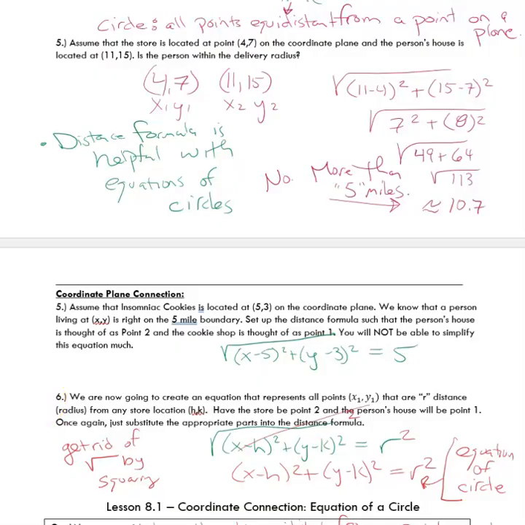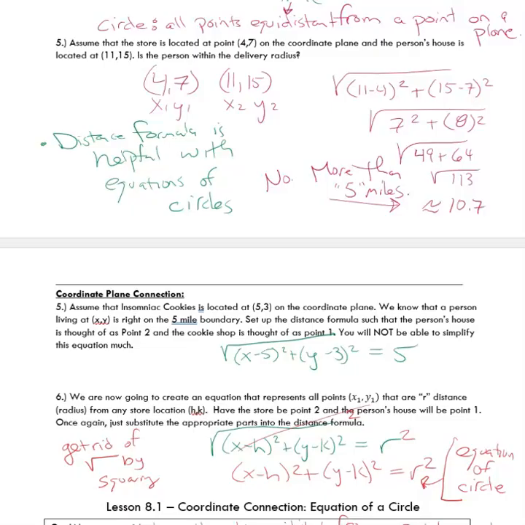Next, assume that the store is located at (4, 7) on the coordinate plane and the person's house is located at (11, 15). Is the person within the delivery radius? Well, we just have to find out if the distance between those 2 points is going to be 5 or less units. So let's try it out. You do 11 minus 4, which is 7, and 15 minus 7, which is 8. 7 squared plus 8 squared, and when you put those together, you get the square root of 113, which is about 10.7, and that is more than 5 miles.